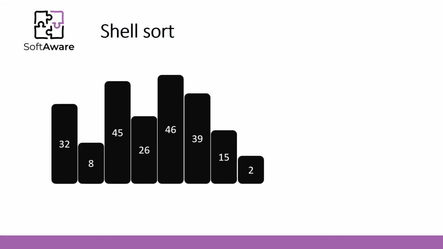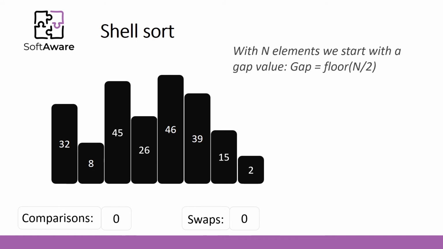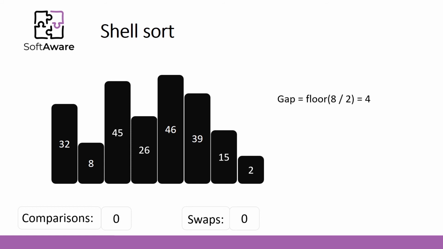Shell sort is a more complex sorting algorithm that is based on insertion sort. It works on the same principle but compares elements with a gap. This time, let's take an array of 8 randomly distributed elements. Start comparing elements that are at a certain distance apart. At the beginning, the gap is equal to the length divided by 2. In our case, it is equal to 4.